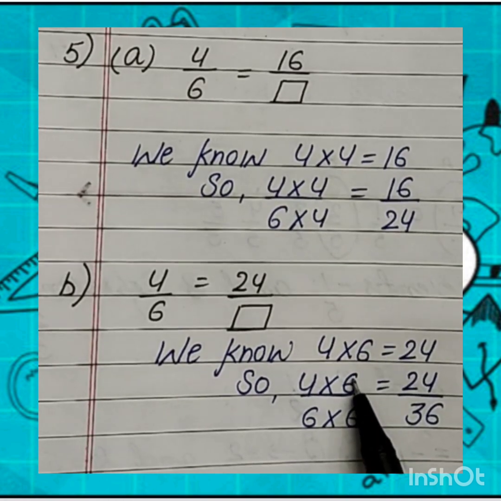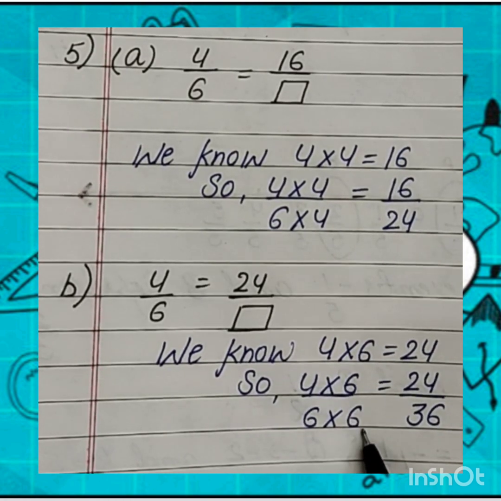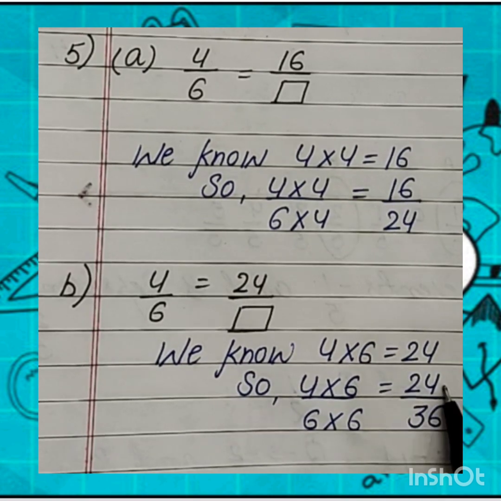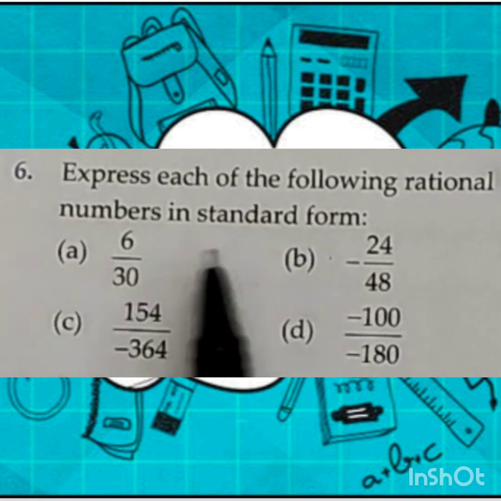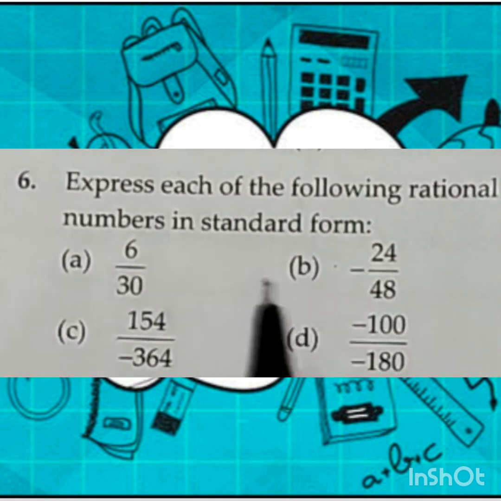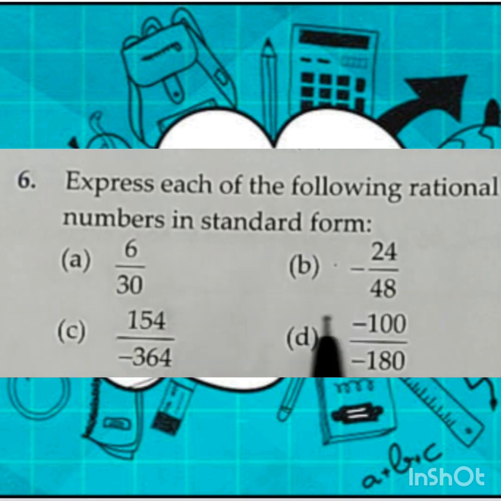So do the multiplication of 6 in numerator and also in denominator. This will give 24 upon 36. Now question number 6. In question number 6, we have been given rational numbers, and we have to write these rational numbers in their standard form.